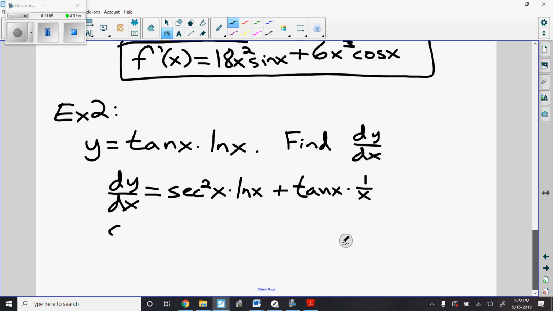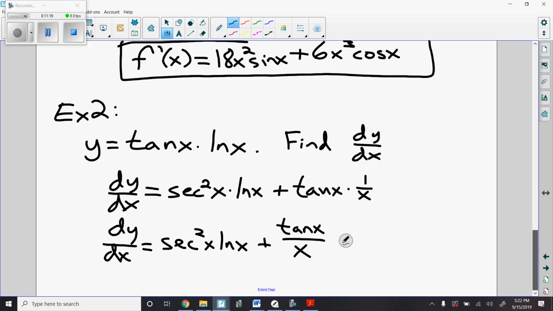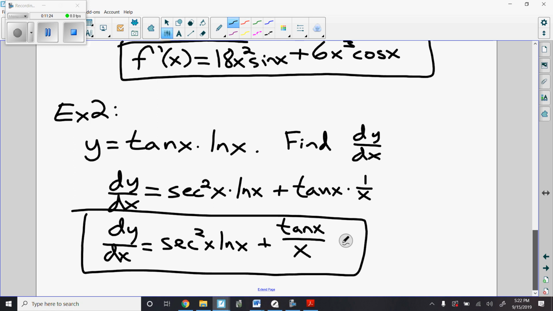Cleaning this up just a little bit, I might say dy dx equals secant squared x ln x plus tan of x over x. And there we have it. So product rule is just derivative of the first times the second plus the first times the derivative of the second.